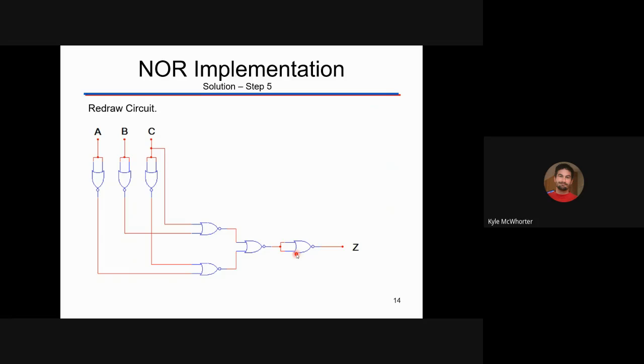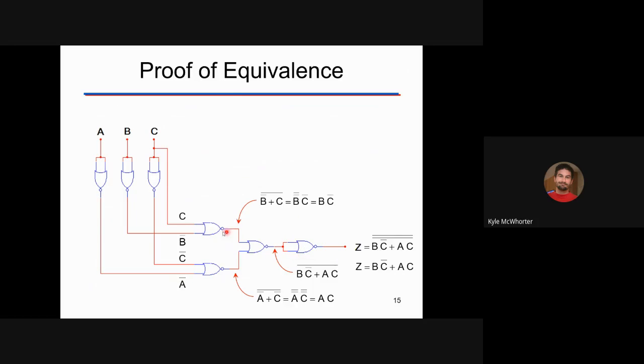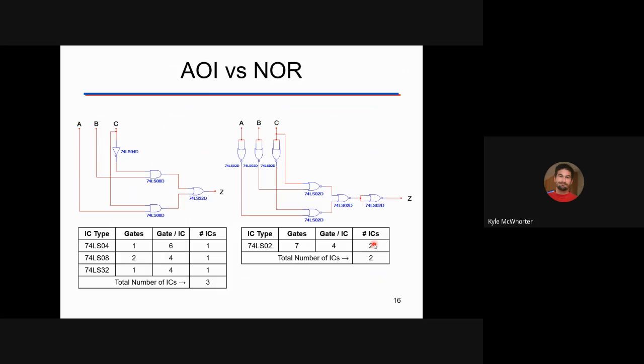The original circuit had what, 4 gates? We could work through all of this another time, but it just proves that it's the same logic. But let's compare. This one had only 4 gates, and this one has 7 gates now.